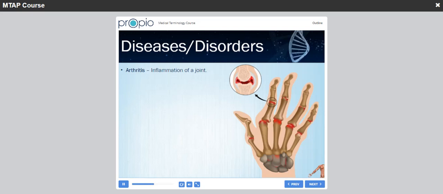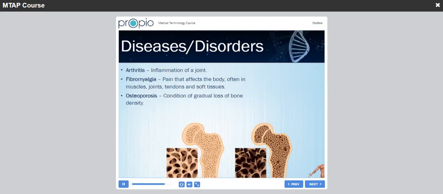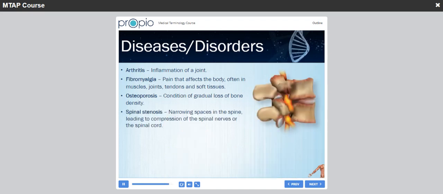Spinal stenosis is the narrowing of spaces in the spine, leading to compression of the spinal nerves or the spinal cord. Gout is caused, in most cases, by very high levels of uric acid in blood. It results in swelling, redness, and sharp pain in the big toes or sometimes ankle or knee or other joints.